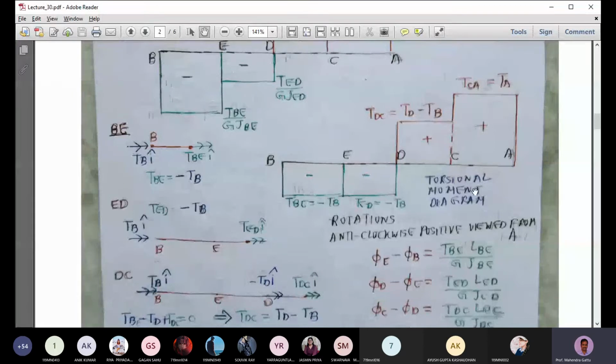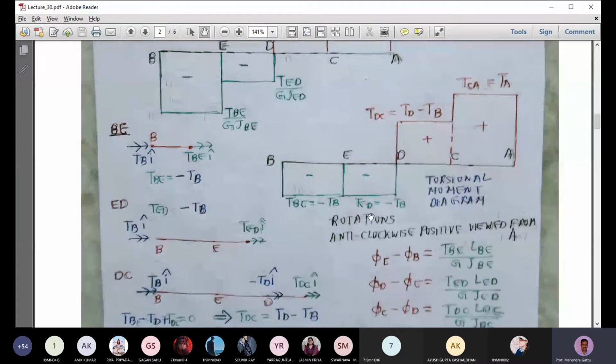So we are now drawing the torsional moment diagram. From B to E, we see that TBE is equal to minus TB, so it is a negative value. So we are drawing it below the axis. This is TBE, a negative value here. If you look at the values, it will be minus 2. And for segment TED, again we have the same value, minus 2.